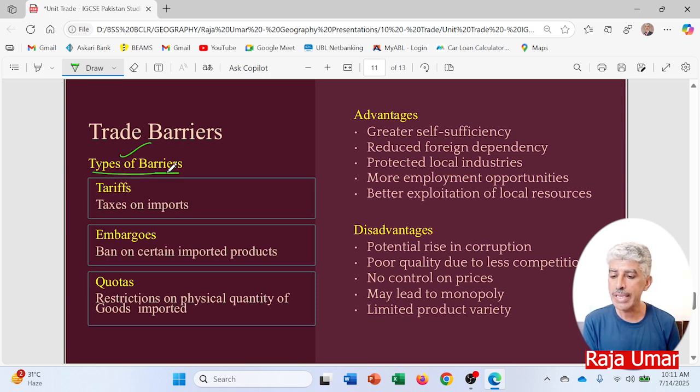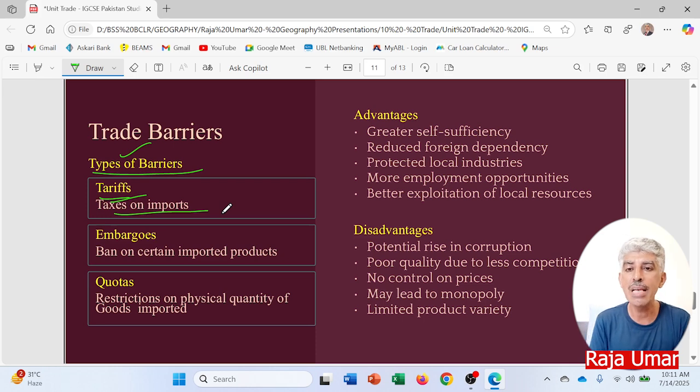First of all, the types of trade barriers. Number one, tariff, taxes imposed. If the taxes on imports are increased, it means that imports would now be restricted. This is one way to restrict imports. If you impose taxes on the imports, definitely the rates of those imports would get higher, and people will not be able to purchase those imported items, so imports would decrease and they would not be able to gain that market.